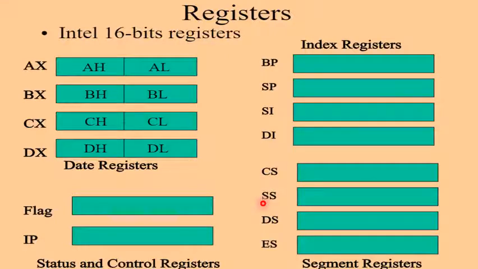Now let us discuss the status and control registers. 3 16-bit special purpose registers are used for record and control of the 80286 processor. The instruction pointer contains the offset address of the next sequential instruction to be executed.